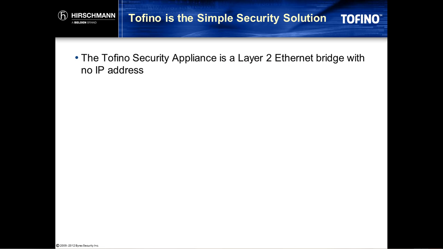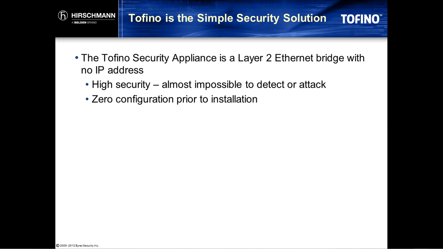So just a review again of how the device works. It is a layer 2 Ethernet bridge, and it has no IP address. So this means it's very secure. There's no IP address, so there's nothing to attack. It also means that the device can be added to an existing plant network without any configuration. There's no IP address to set. There's no other switch settings.